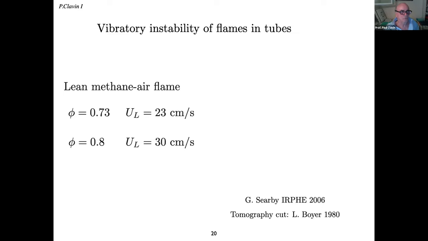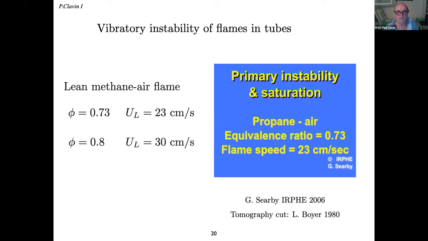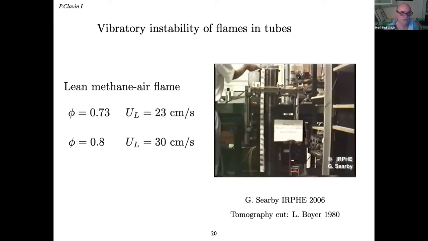the result for lean methane air flame with two different equivalence ratios, but not far from each other. But the difference is that in the laminar flame speed, one is 23 centimeters per second, the first one you will see, and the second one is simply 30 centimeters per second. Let's go to see. Do you see, okay? Okay, this is for the first one.